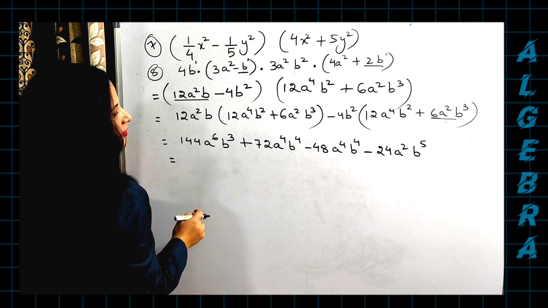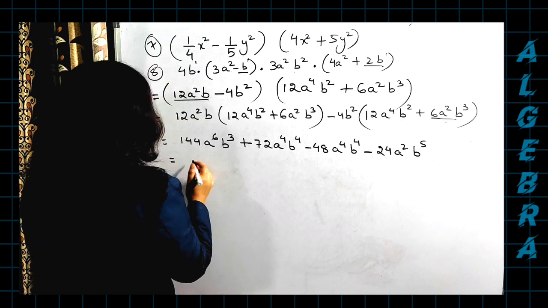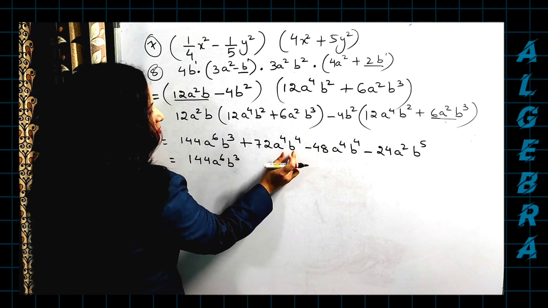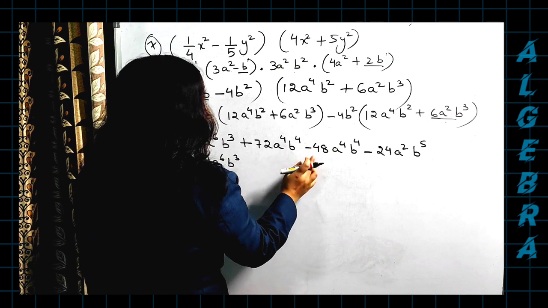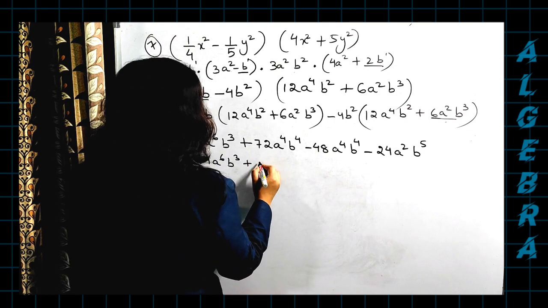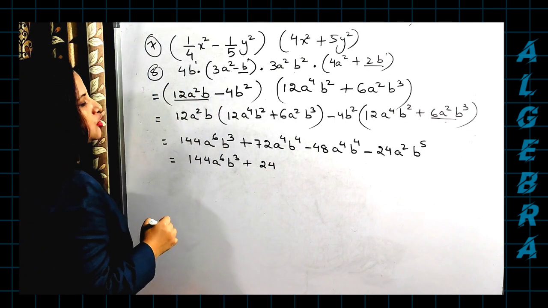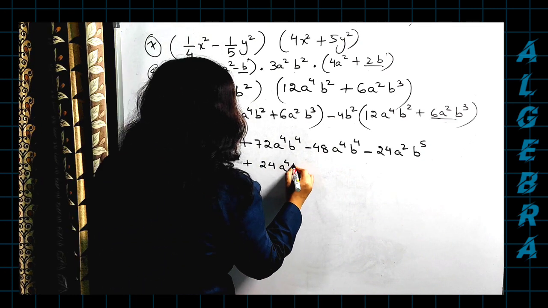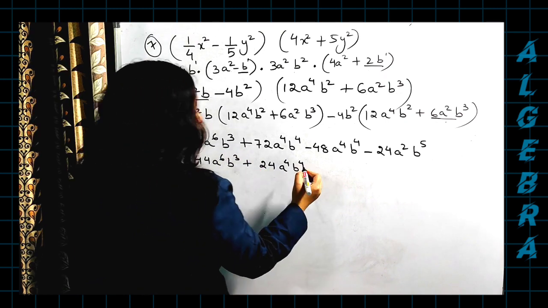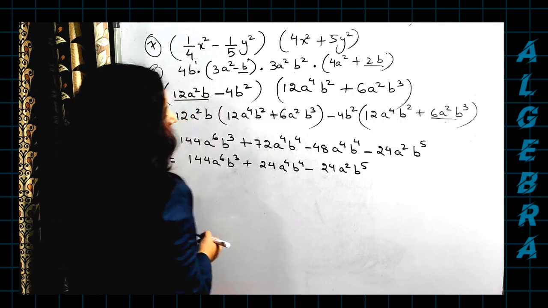Now we will arrange the like terms if any. Just check if a like term is there. Yes, we are having like terms here in the center, these two are like terms, a to the power 4. So now 72 minus 48, how much are we going to get? I think it's around 24. Yes, 72 minus 48 will be 24. a to the power of 4, b to the power of 4. Then minus 24 a square b to the power of 5.